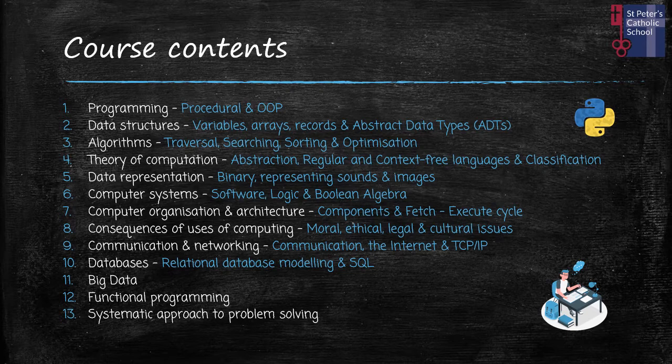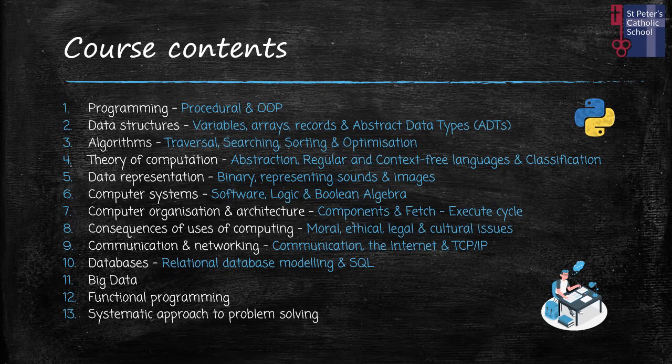Data structures is about how data is stored and used within computer programs, covering everything from simple containers such as variables to more complex structures such as queues, stacks and graphs. Algorithms focus on common algorithms used to traverse, search and sort data, as well as how they can be optimized. The theory of computation looks at everything to do with developing and classifying algorithms, as well as understanding what a computer can and cannot do.